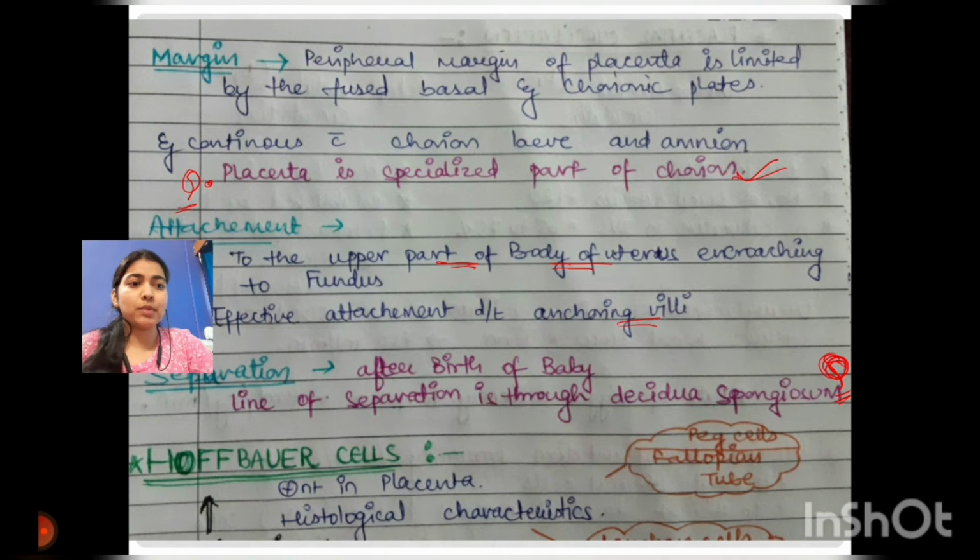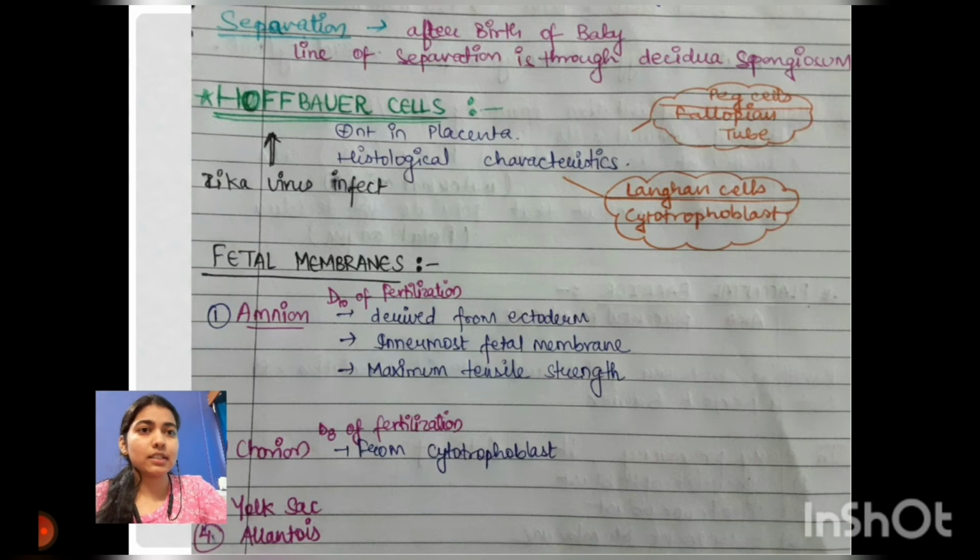Hofbauer cells are present in placenta. So let's discuss these cells. Histological characteristics of placenta: Zika virus infects the Hofbauer cells of placenta. Okay, this is an important and high-yielding point. Now, in the fallopian tube there are special cells known as peg cells, and in the cytotrophoblast the special cells are Langhans cells.